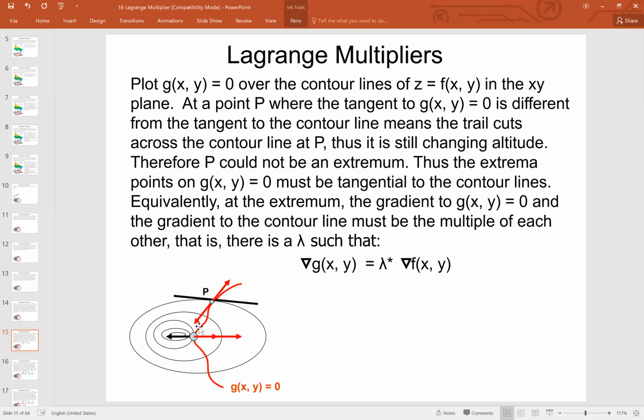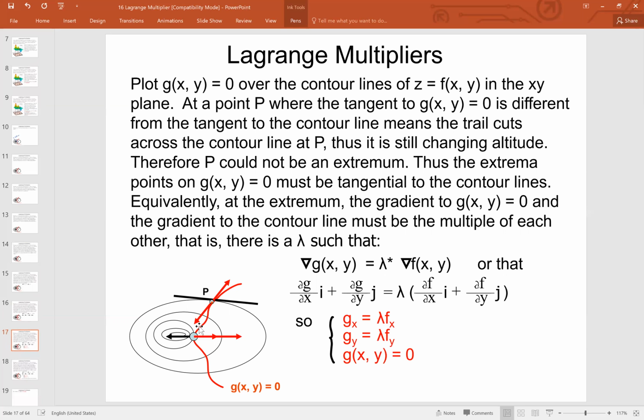Which means the following: they have the same gradient. So they have the gradients pointing in the same direction. In other words, one gradient is a multiple of the other gradient. So in terms of partial derivatives, the partial derivative in x must be the same up to a lambda multiple. Again, the lambda is a fixed constant, so that lambda must work for both partial x and partial y.